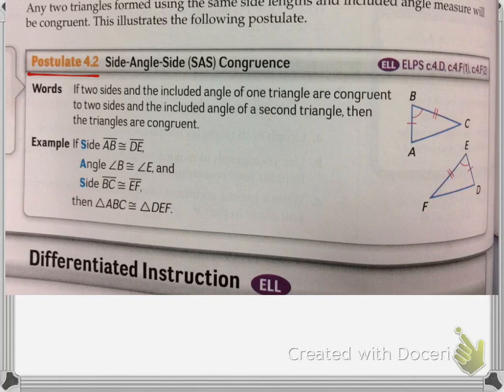Anyways, that's it for today, guys. We've got two new postulates to remember, side, side, side, and side angle side. So you've got to remember. And can you tell which one you need when? Okay, we'll see that in the assignment.